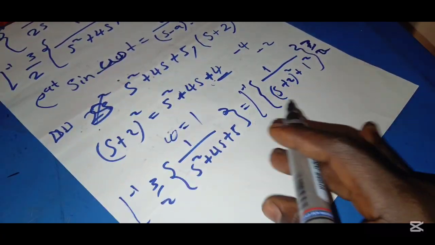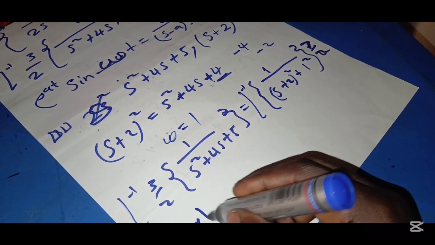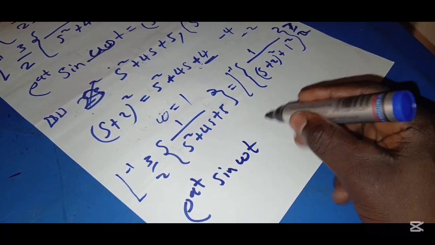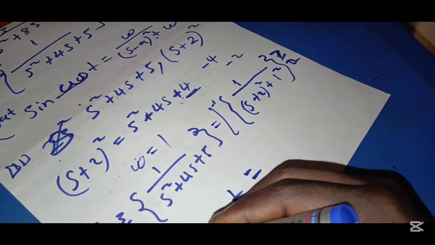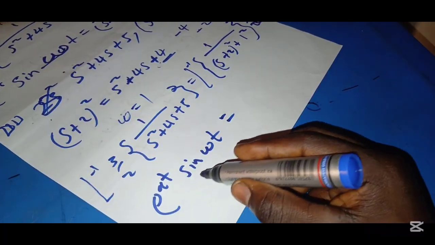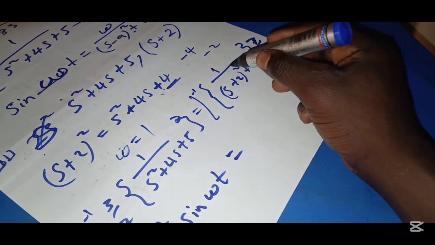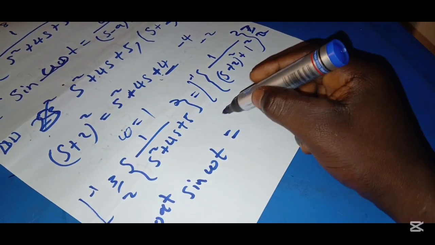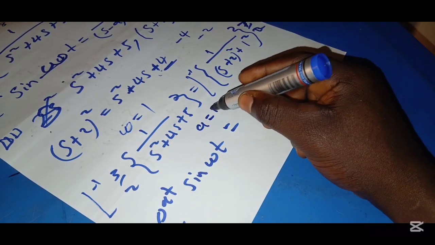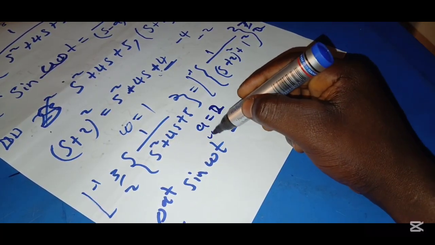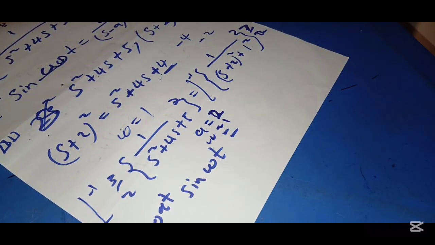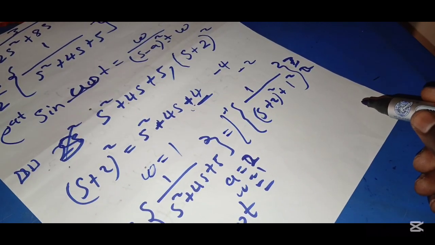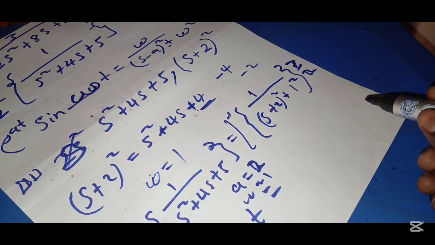So now, since it is an e to the power at sine omega t function, I can just go ahead and substitute the values in. I know my a to be what? I know my a to be positive 2, and my omega to be positive 1, right? Is my a actually positive 2? Because I intentionally was writing there.